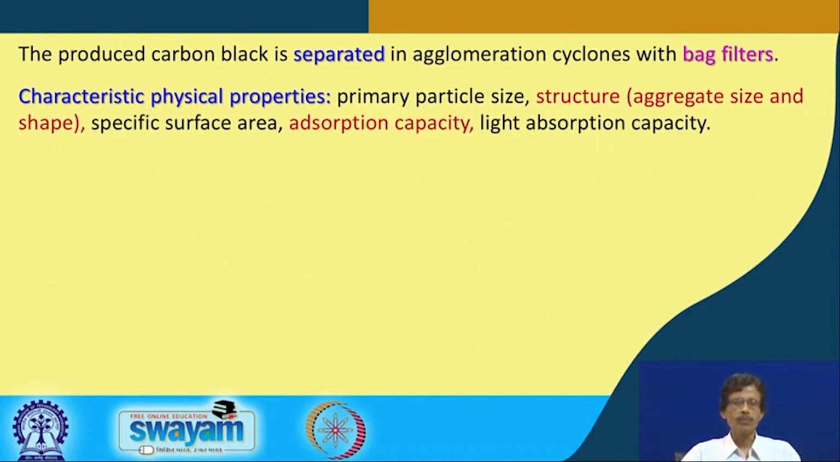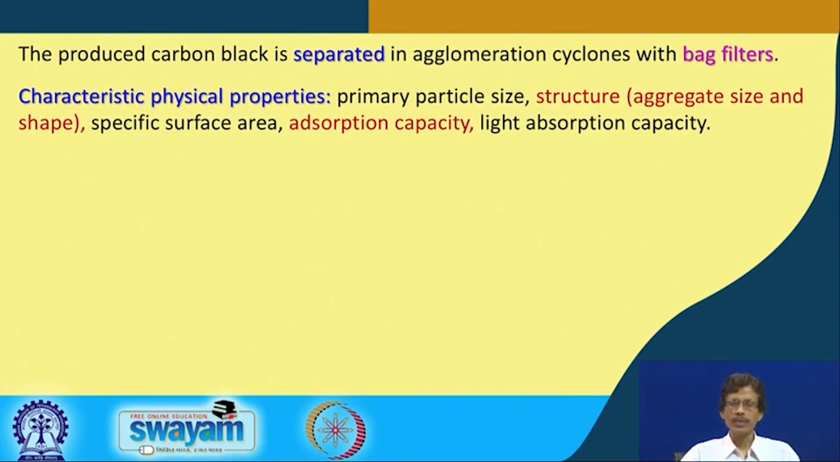So the first one is basically the primary particle size. Particle size should always be very important. So in the nanometer sizes, what are the different particle sizes we can have? Depending upon that, we can have their different uses. Then these are the particles. So particles must have some structure. How these structures are different from the other can be seen by knowing their aggregate size.